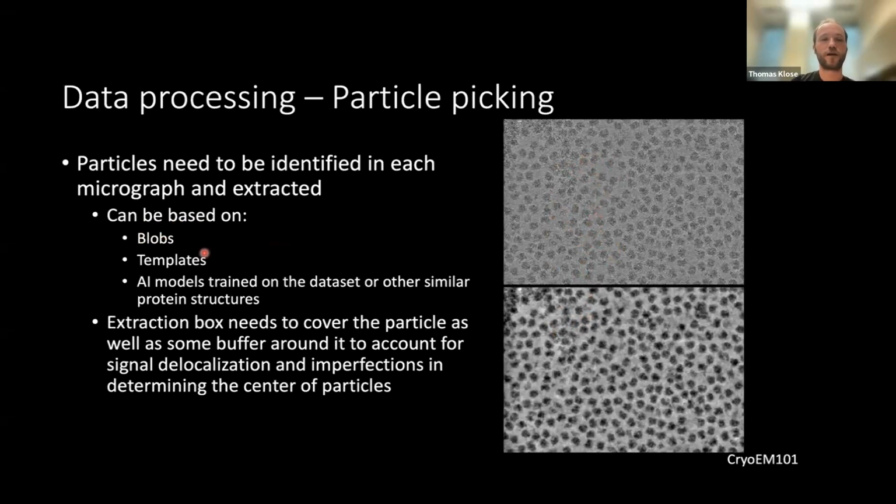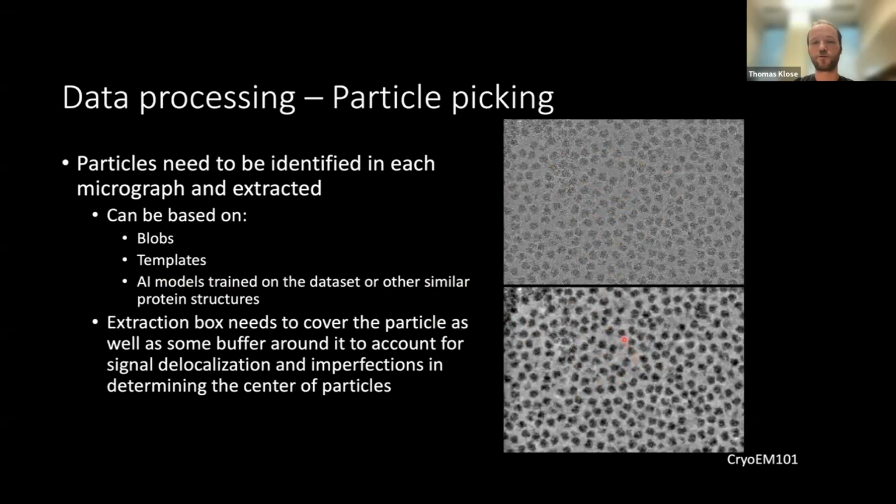The slightly more advanced method is to use a template. That would be an actual image of your particle that you already have, and you can use that and search your micrographs for additional copies of that particle. Or the most modern approach is to use artificial intelligence models that are trained on either your data set, so you train it yourself, or you can sometimes get away with networks that are trained on similar protein structures.